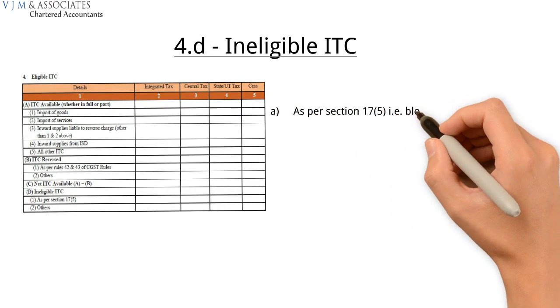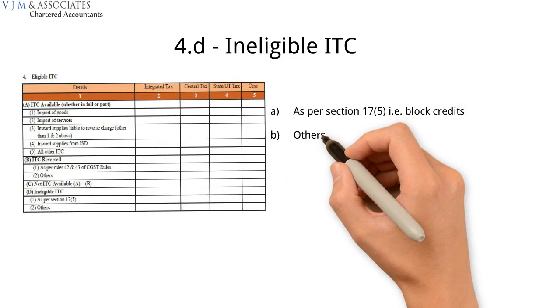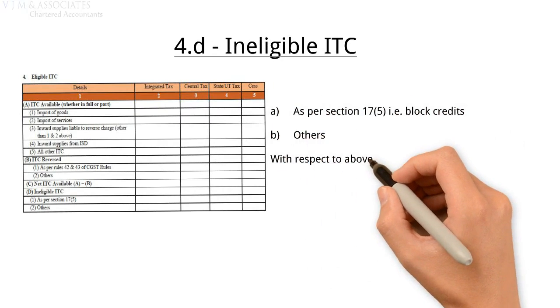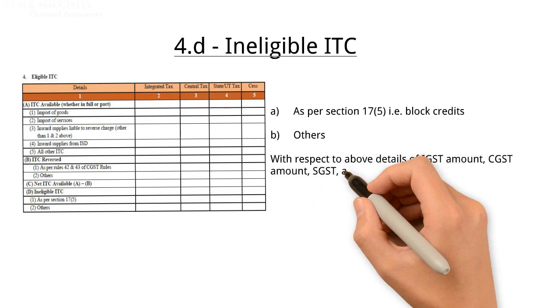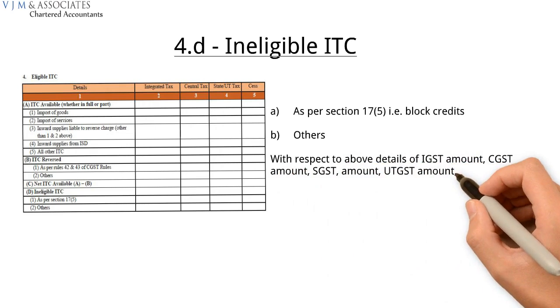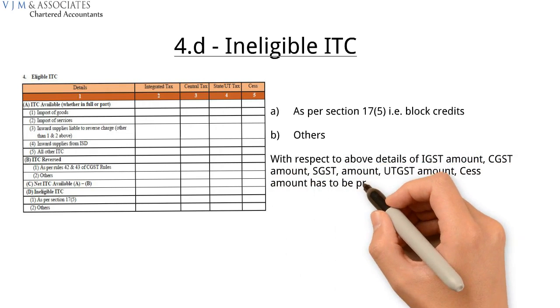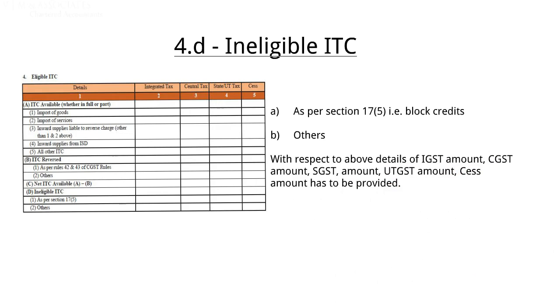Under this part of return we require following details: as per section 17(5), that is block credits. Others. With respect to above details of IGST, CGST, SGST, UTGST, cess amount has to be provided.